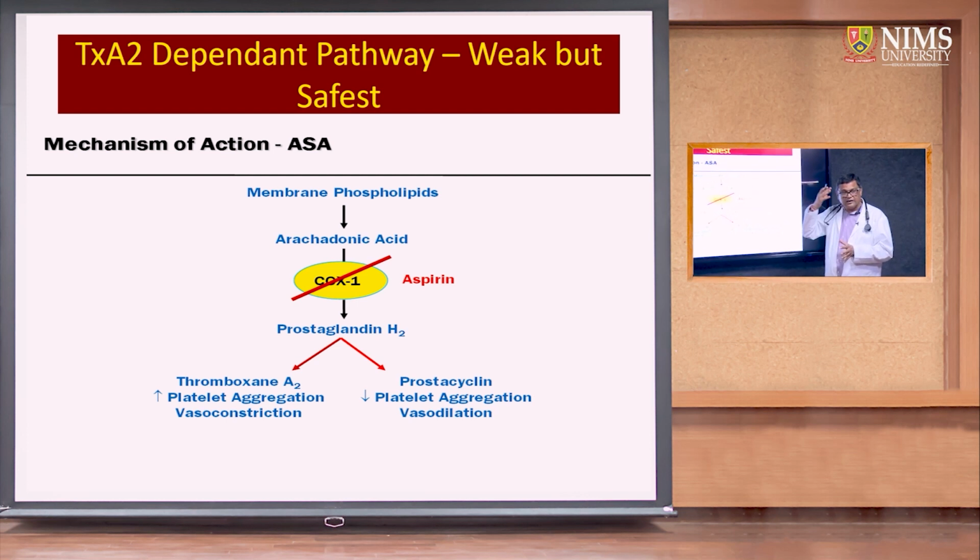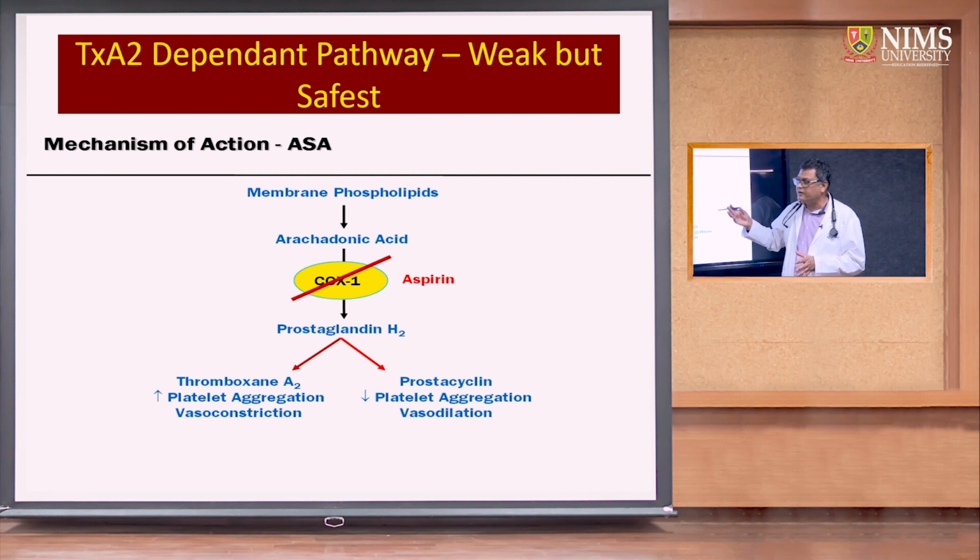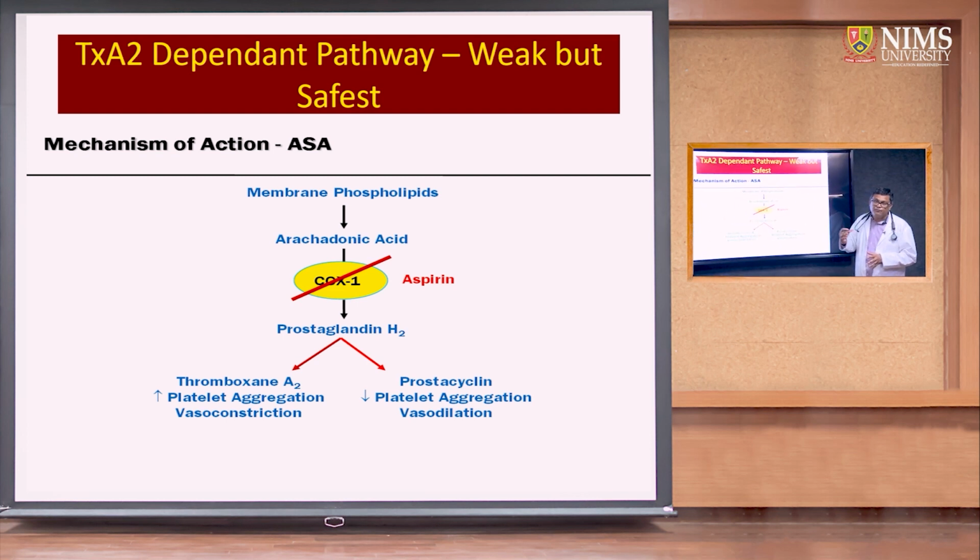Other than its anti-headache effect and fever effect, it has this action of blocking COX, which is an important enzyme in the conversion and formation of thromboxane A2, which is a potent platelet aggregator. So platelet aggregation will stop, and that is how aspirin can work.